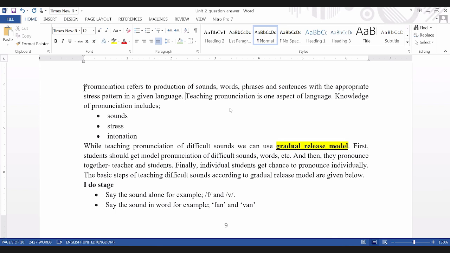Then teaching pronunciation is one aspect of language. Knowledge of pronunciation includes sounds, stress, and intonation. In the English language we have 44 sounds. Stress and intonation are the suprasegmental features, which determine the meaning of the word, phrases, and sentences. So these three things altogether help to develop pronunciation.